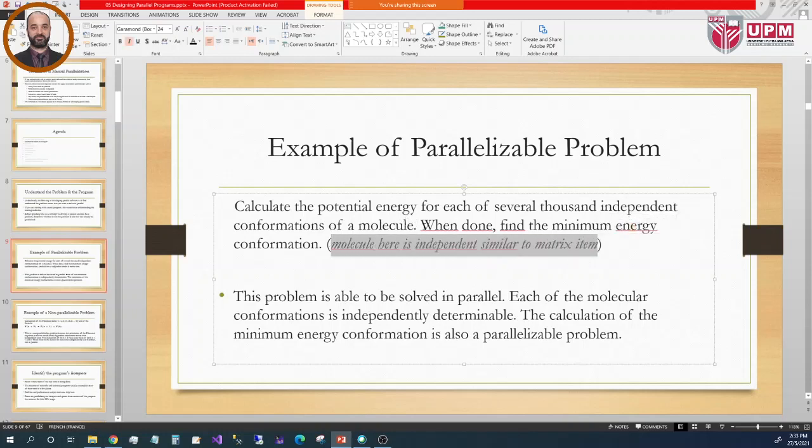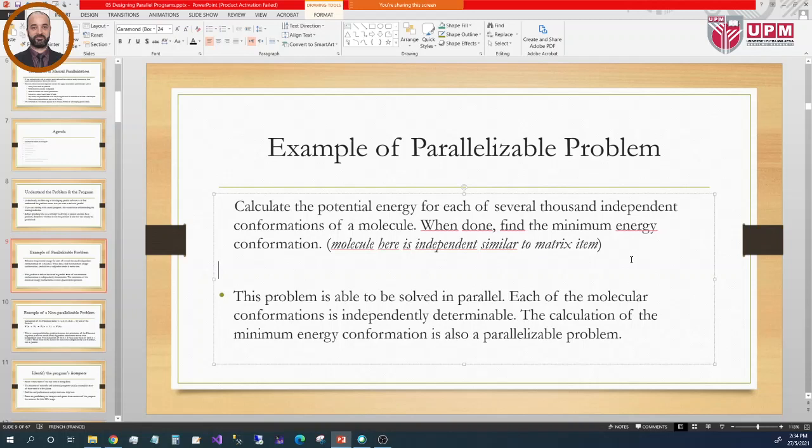So instead of this example, we could think that the molecule here is independent, similar to a matrix item. All of you know how to deal with matrices, right? So maybe addition of matrices, summation, subtraction, multiplication, division of matrices. Everybody knows how to do that, right? So by nature, all of those operations could be solved in parallel. Why? Because all items in the matrix are independent, right?